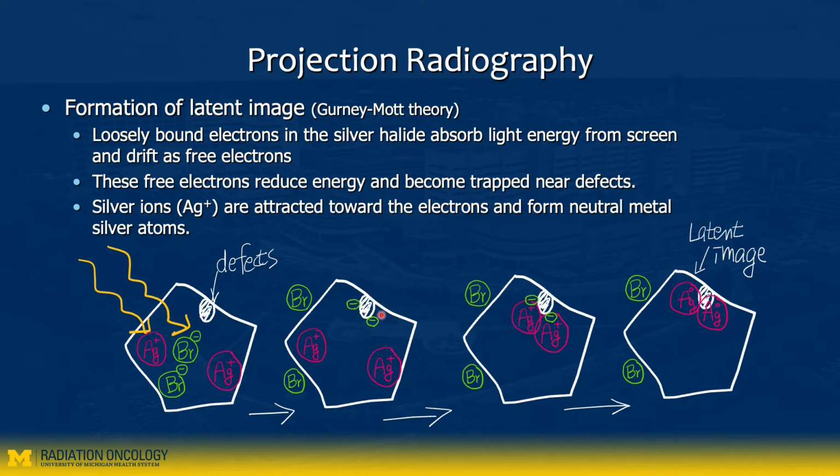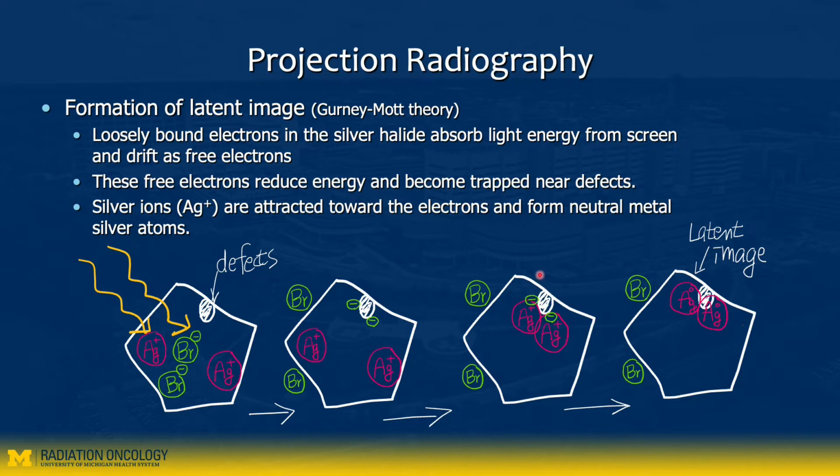As more and more electrons are trapped near the defect, the positively charged silver ions will be attracted toward this defect, and then they will form neutral silver metal atoms. Then it'll be trapped here. So this is what we call a latent image.